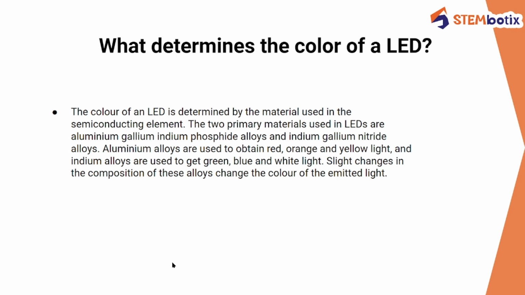It means you can also use a combination of materials to get different colors of LED. So an LED is nothing but a specific material, or specific materials, and the recombination of holes and electrons, the charge carriers. Because of this recombination there will be emission of light, and that's why they are called light emitting diodes.